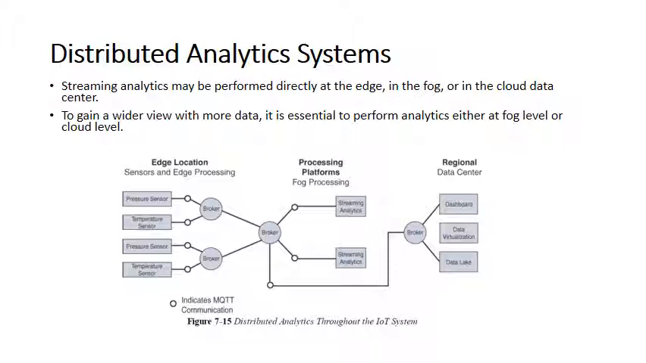There are three important parts here: the edge location, processing platforms like the fog location, and the last one, the cloud location. At the edge, there are different sensors that sense the data and pass it to the broker. The broker sends the data to the higher level, the fog level, where we can do the possible analysis in the fog itself. If it's not possible, we can send it to the cloud. Like that, every analytics task will be distributed throughout the three different layers: at the edge level, the processing level, and the data center level.